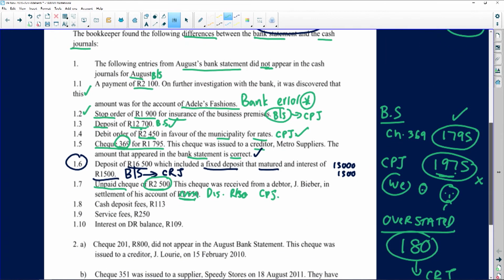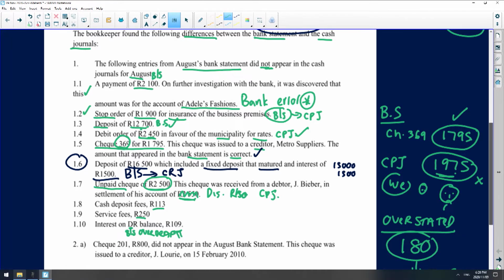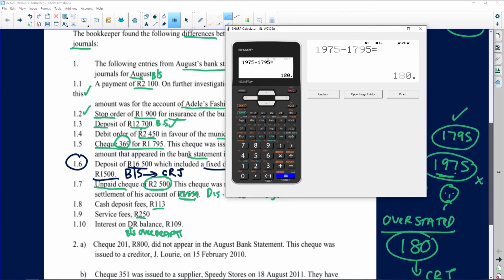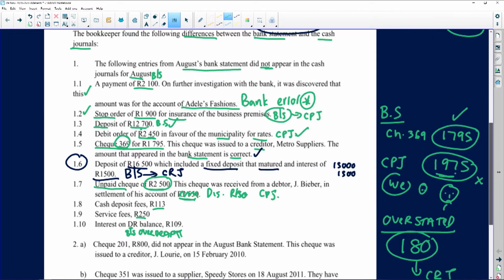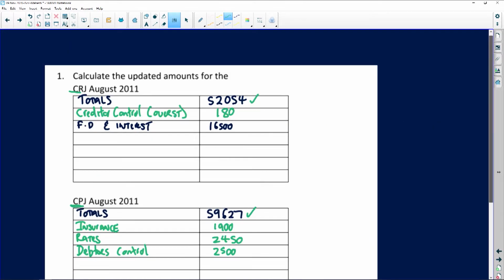Right, 1.8, cash deposit fee 130 Rand, service fees 250 Rand, and then interest on debit balance. Remember, in the bank statement, debit is obviously an overdraft, or debit is unfavorable. Please remember that. Debit, overdraft, or unfavorable. So I'm going to show these as separate entries. So 113 plus the 250. I know I could do this without a calculator, guys, but it's quite late and I prefer not to make a mistake. I want you to also remember to do that in your exam. So the amount for my bank charges is 363. Let's fill that in our CPJ because it's obviously a payment.